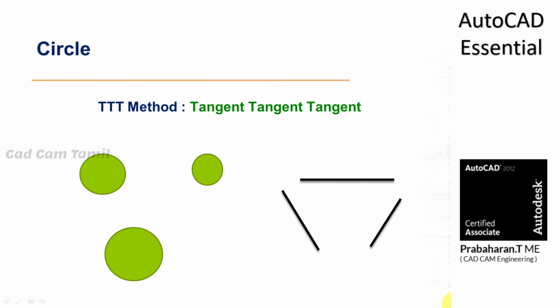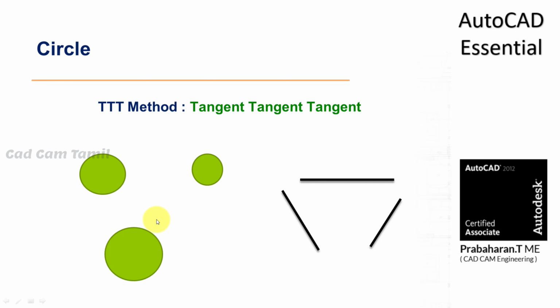Okay. Next option is TTT. That means 3 tangents. Here you are not going to specify any radius. So your circle is going to touch 3 objects. The radius and center point will automatically be chosen based on the objects. Okay. Here I have 3 circles. If I want to draw a circle touching these 3 objects, where will you fix the center point? And what is the radius? We cannot identify. Okay.